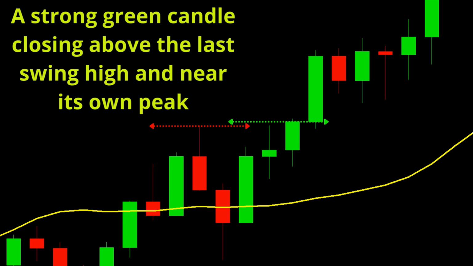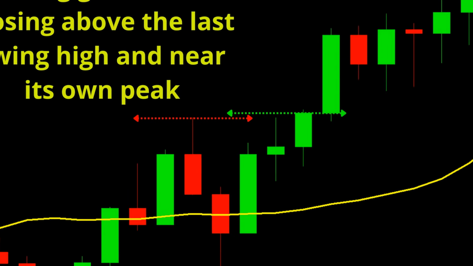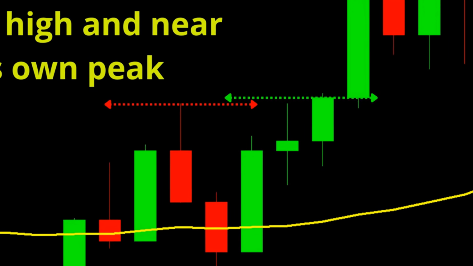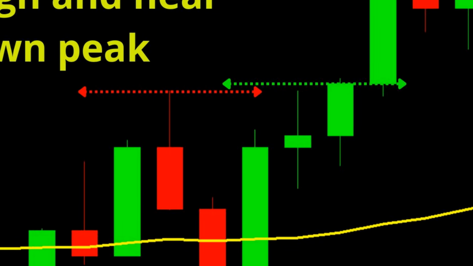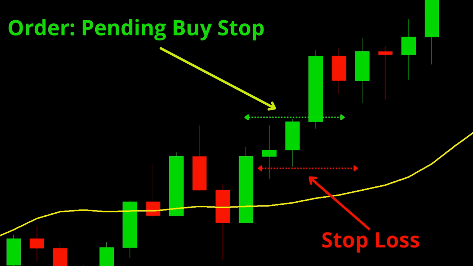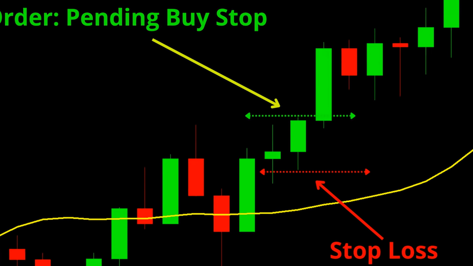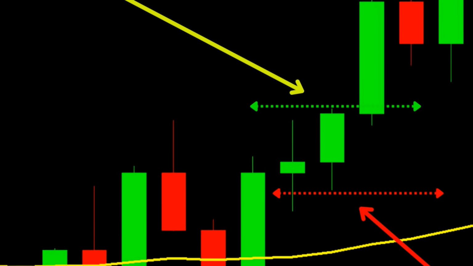After the crossover, we get a strong green breakout candle closing above the last swing high and right at its peak, confirming the buyers have full control. We follow our rules strictly. A pending buy stop order goes just above the high, and our protection is set slightly below the signal candle's low to keep our risk well defined.